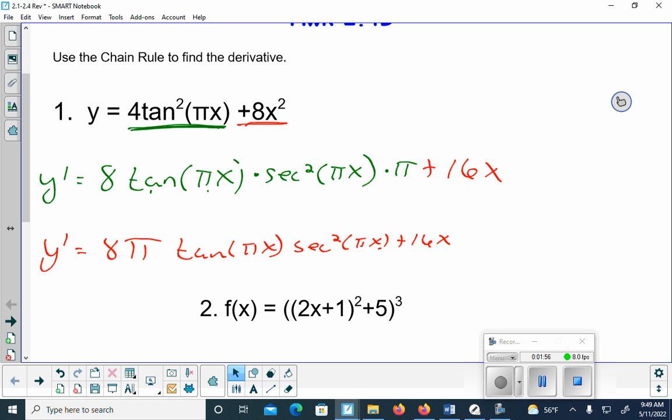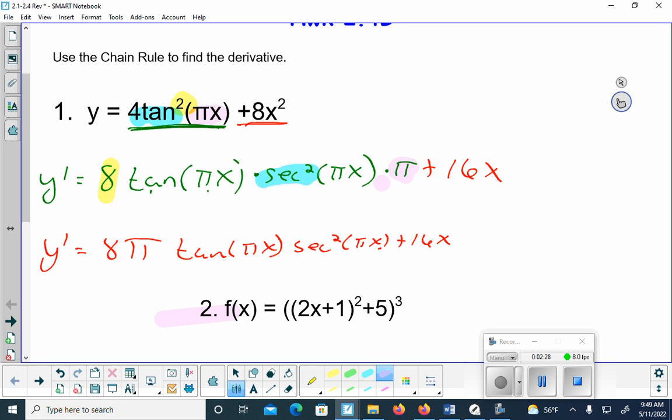No. So once I did this, when I took the derivative of this 8 and this 2 and I made this 8, that took care of the something being raised to the second power. So then I just go in and take the derivative of just tangent. So now I'm taking the derivative of just tangent, which is the secant squared. And then you copy everything down, and then the last thing is taking the derivative of that pi x, which is that pi. Does that make sense?